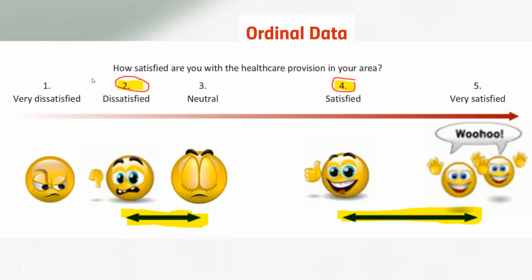we have a satisfied person, and this person is twice the person who is dissatisfied, because this counts as 4 and that one counts as 2. They are ordered, but the ranges between them are unmeasurable. Exactly. We have a neutral, and we know that satisfied is better and dissatisfied is worse, but we don't know if dissatisfied is really as far from neutral as satisfied. They are ordered, but not distributed in equal intervals.